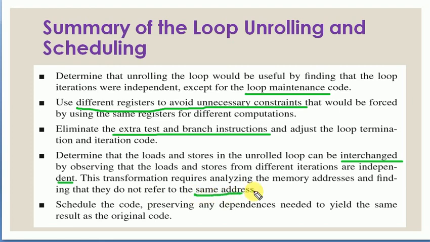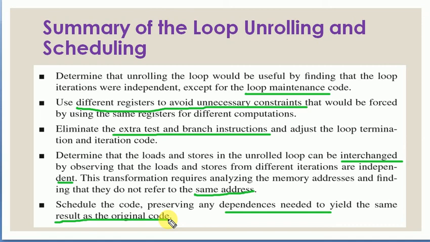So even the address references should not have any collision. Then finally we need to go for scheduling the code, preserving any dependencies needed to yield the same result as the original code. Finally it is just like an optimization in compiler technology, where the initial code is transformed into another format without changing the meaning. That is actually for optimization.